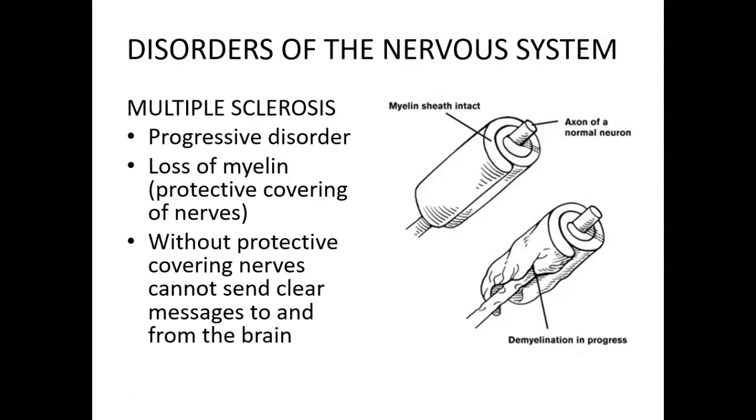Disorders of the nervous system continued. We have multiple sclerosis. It is also a progressive disorder. It is loss of the myelin, or the protective cover of the nerves. So you see in the top picture the myelin sheath is intact, and in the bottom it's starting to break down. Demyelination is what it's called. Without protective covering, nerves cannot send clear messages to the brain.